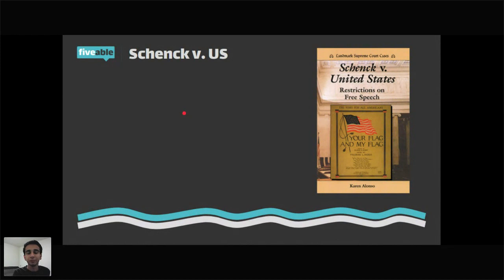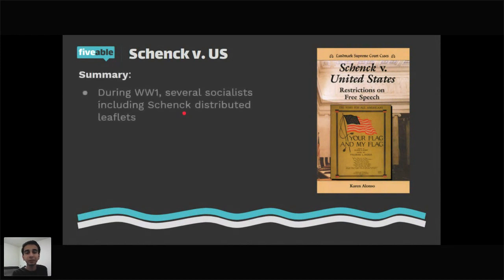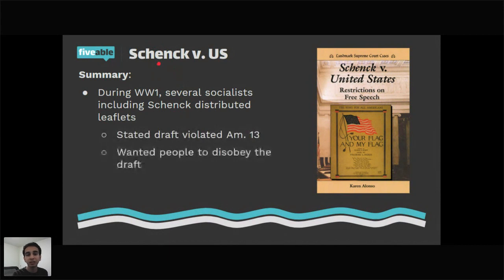Okay. So moving on with the First Amendment. Next, we're going to talk about the case Schenck versus the United States. So this is a case where the federal government's interest was weighed more than the individual's interest. During World War I, several socialists, including Schenck, distributed leaflets basically advocating for people to disobey the draft. He stated that the draft would violate the 13th Amendment, and he wanted people to not go along with it.